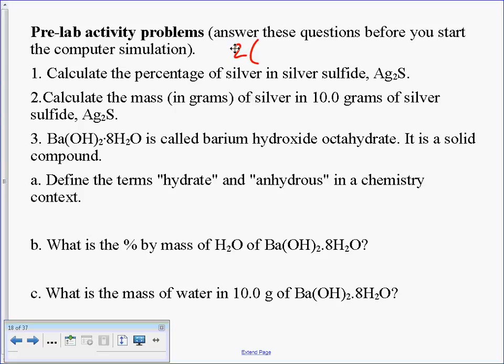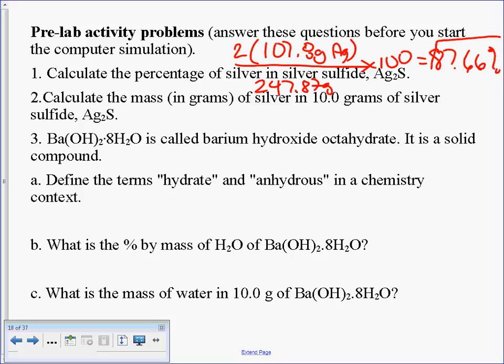So 2 times what mass? 107.8 grams of silver over, what was the total? 247.87 grams total times 100, and you got for what for silver? 87.66. I was going to hold that decimal out a little bit there because I want to use it in my next one, okay? So too much rounding error will cause error. So did everybody feel comfortable doing that part? You take your element, you multiply, divide by the total.